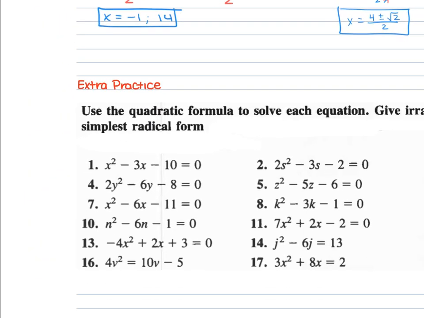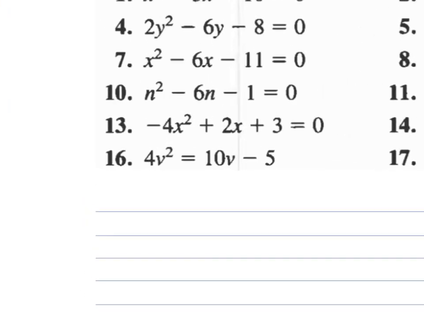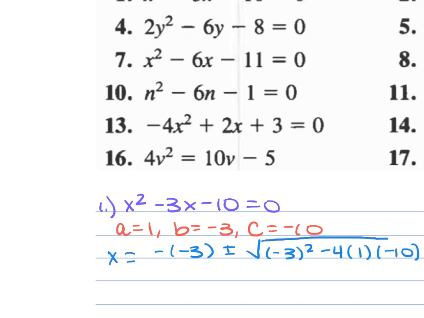If we look at some extra practice problems, for number 1, we are going to have x squared minus 3x minus 10 is equal to 0. So our a is 1, our b is negative 3, and our c is negative 10. So we're going to plug this into our quadratic formula. We're going to have x is equal to a negative times negative 3 plus or minus the square root of negative 3 squared minus 4 times 1 times negative 10 all over 2 times 1.